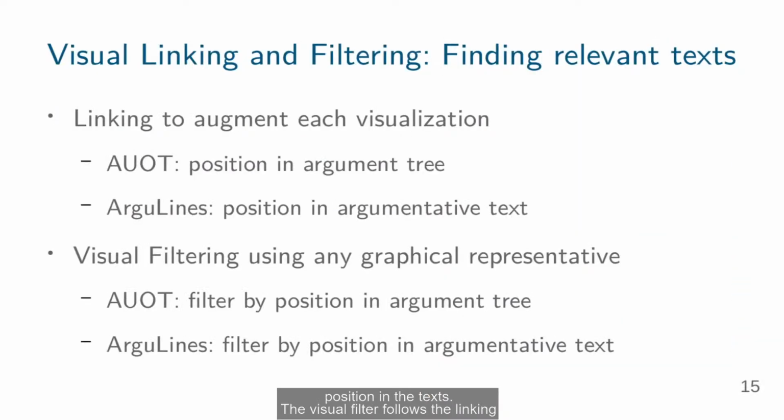The visual filter follows the linking concept. If an argument unit is clicked in any visualization, the list of essays is filtered to essays that contain that unit. So the nodes of the argument unit occurrence tree can be used to filter by position or path in the argument tree, where the argulines are used to filter by position in the text.